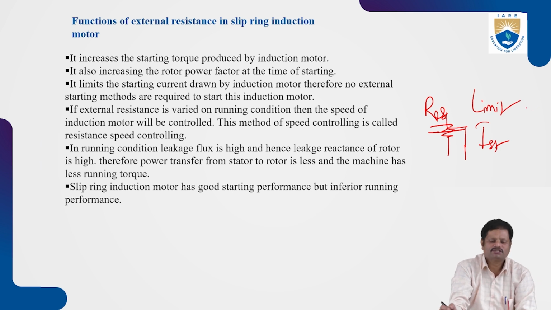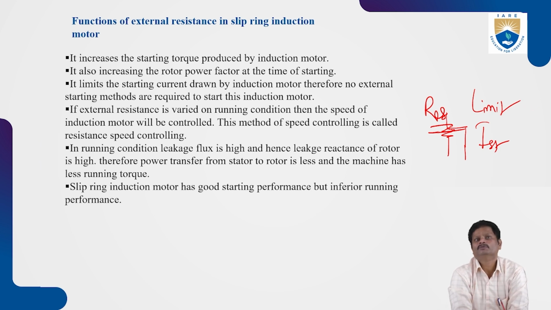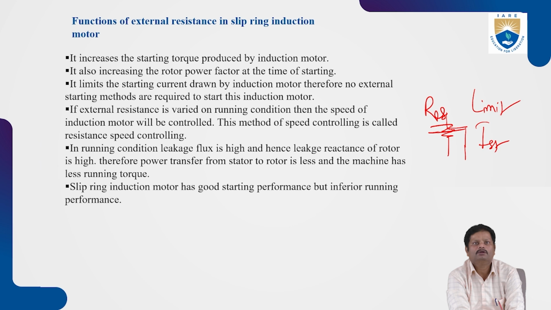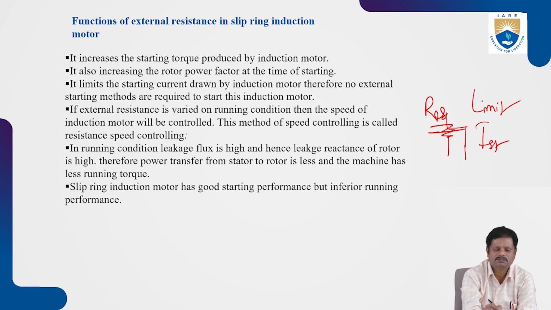If the external resistance is varied in running condition, then the speed of the induction motor will be controlled. So this method of speed controlling is called the resistance speed controlling method.